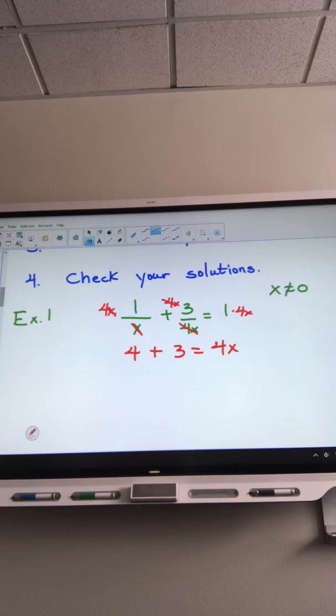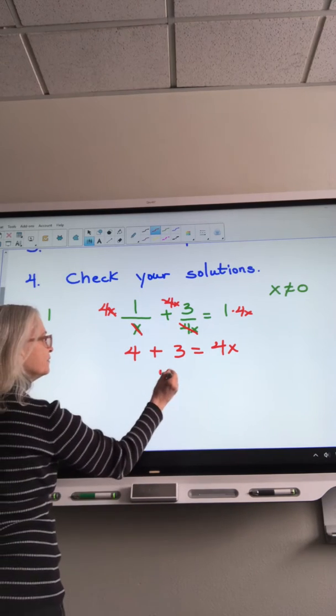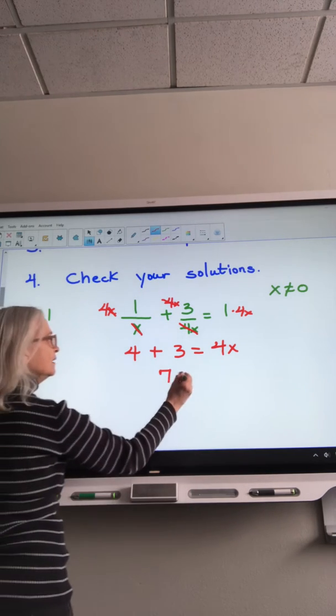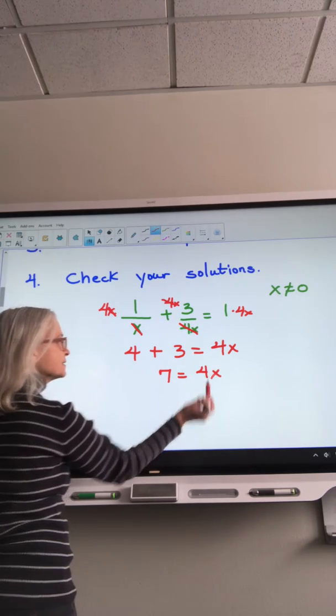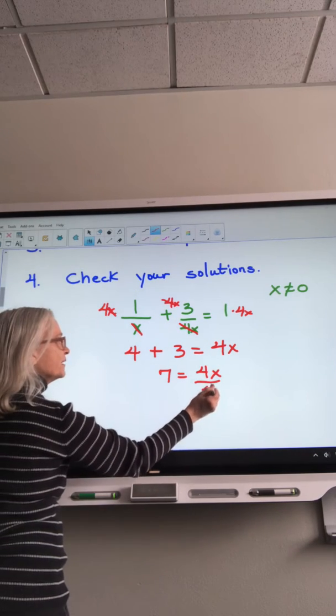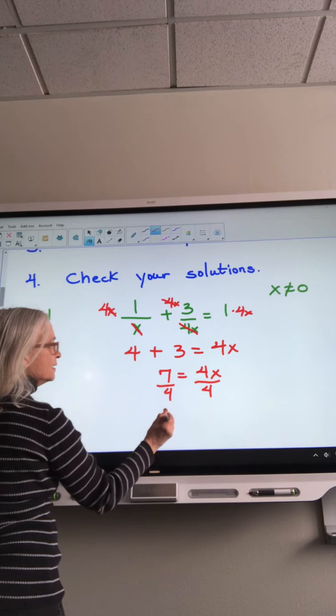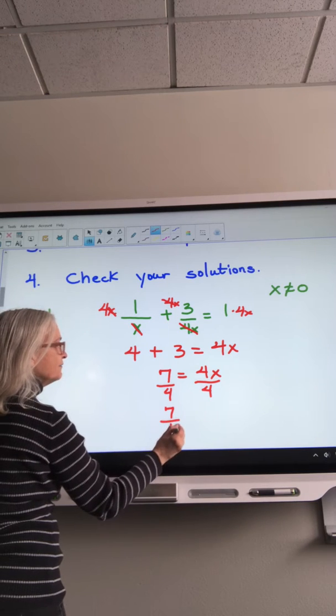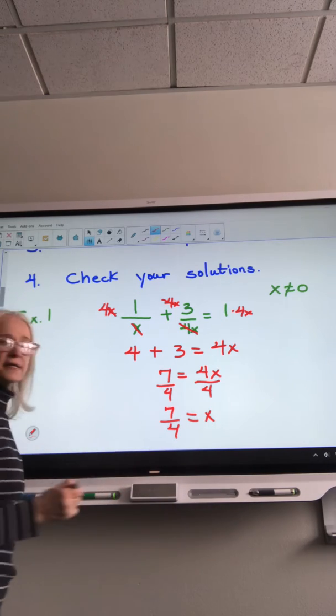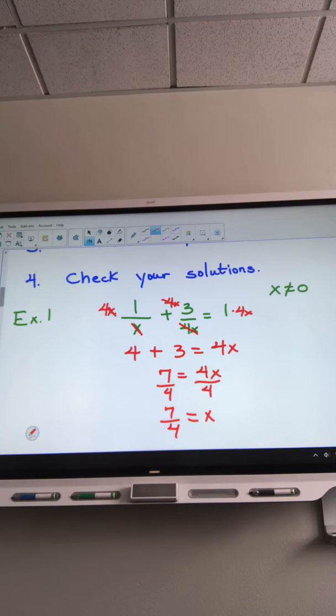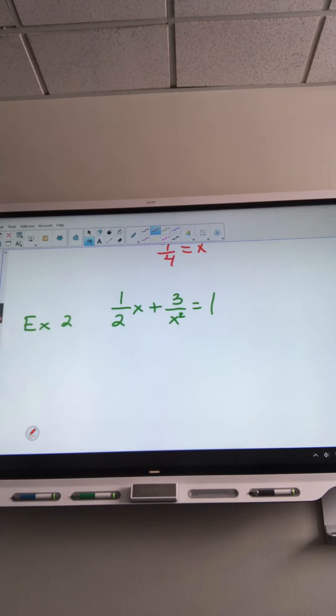All right, so on the left, we'll add the 4 and the 3, which gives us a 7, and that's equal to 4x. Then, of course, we would divide by 4. So our solution then is 7/4 is equal to x. Okay, all right, let's look at example 2.